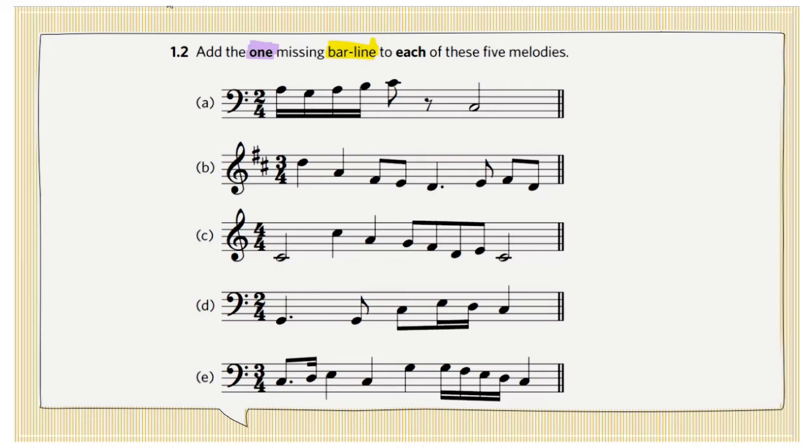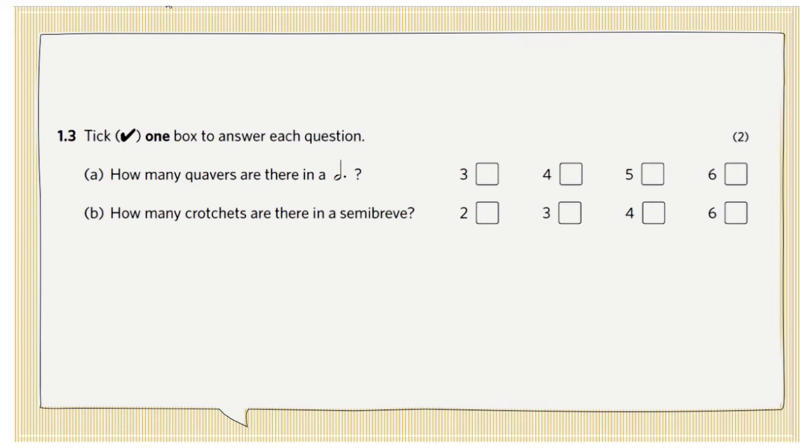In order to know how many beats there are in the bar, we need to look at, what is it? Yes, the time signature. Do take note, every question has a different time signature, so you have to make sure you look at every single time signature very carefully. Also note that there are 5 melodies for you to do, so please complete all 5 melodies. So far so good? Yeah, we'll continue on to the next question.